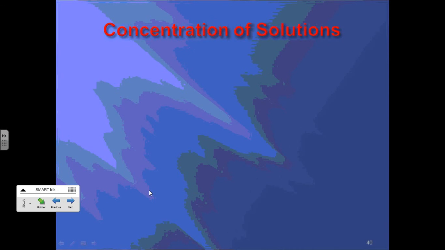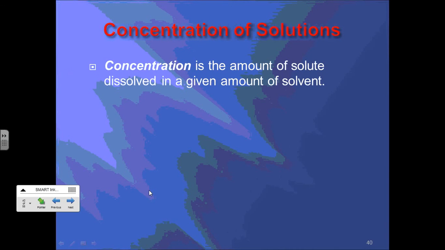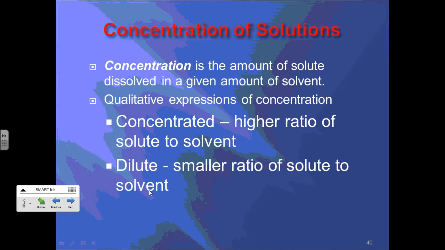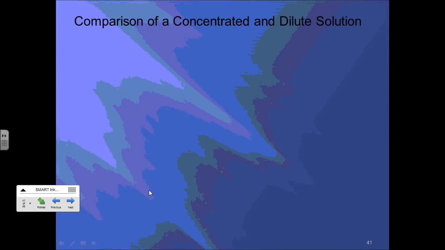Now, concentrations of solutions. The concentration is the amount of solute that is dissolved in a given amount of a solvent. The qualitative expressions of concentration are generally represented using molarity. Now, concentrated means that there's a higher ratio of solute with respect to solvent. A dilute substance suggests that there is a smaller ratio of solute to solvent.